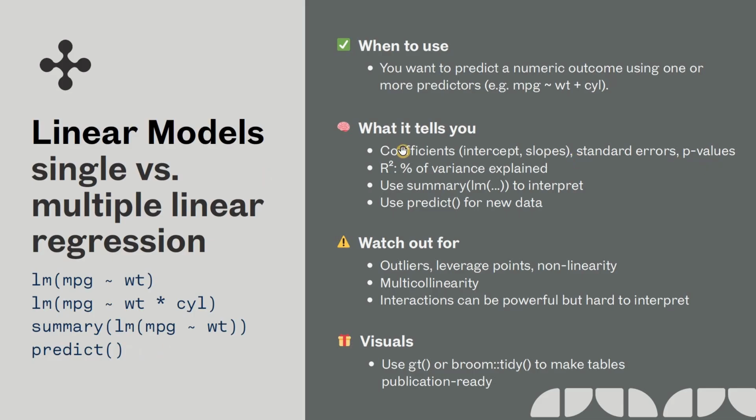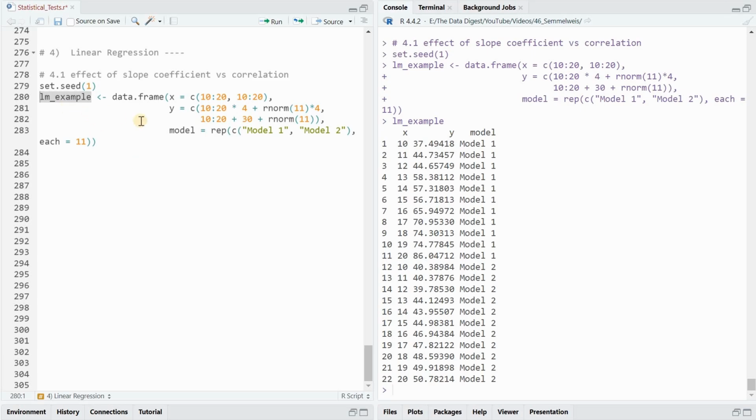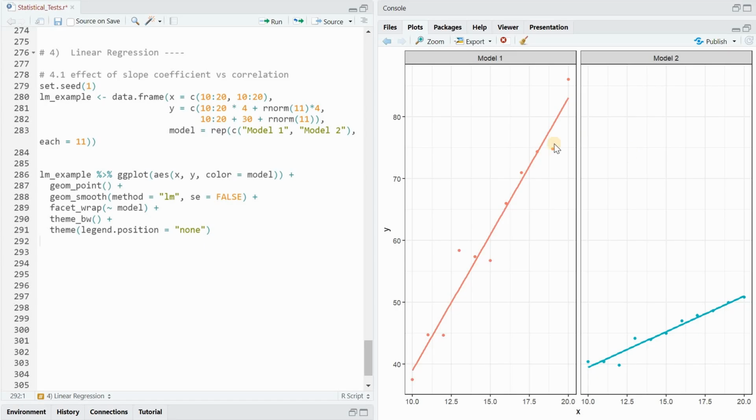We will talk about the p-values of the different coefficients that we are trying to estimate, the intercept and the slope, and as a bonus I show you a quick way to get the regression results into a nice publication-ready table. Here I started an example linear model data frame with 11 values for model 1 and 11 values for model 2, and when I plot them, would you be able to tell me which model has a stronger correlation? Model 1 definitely has a steeper slope.